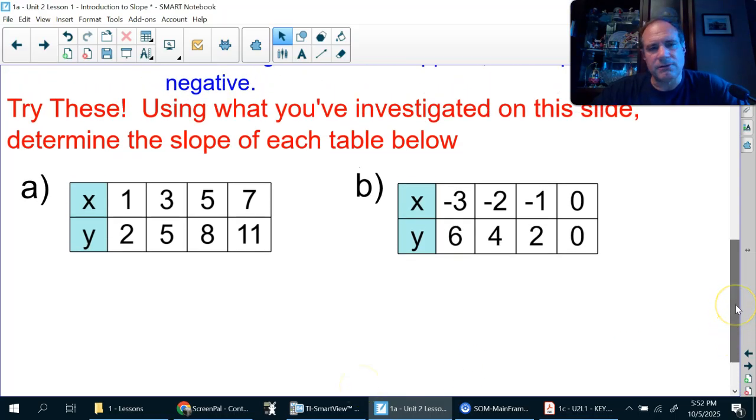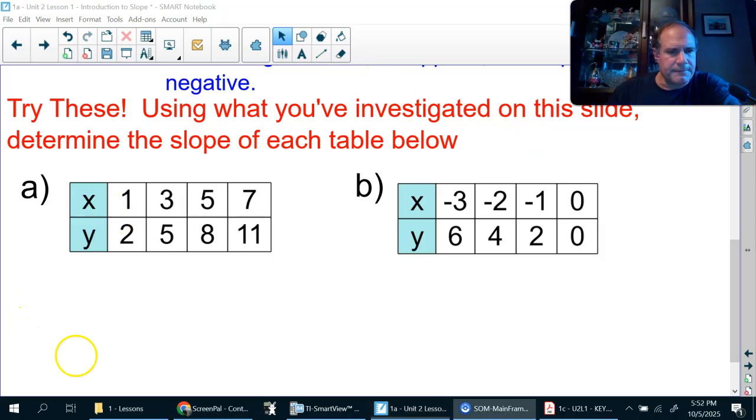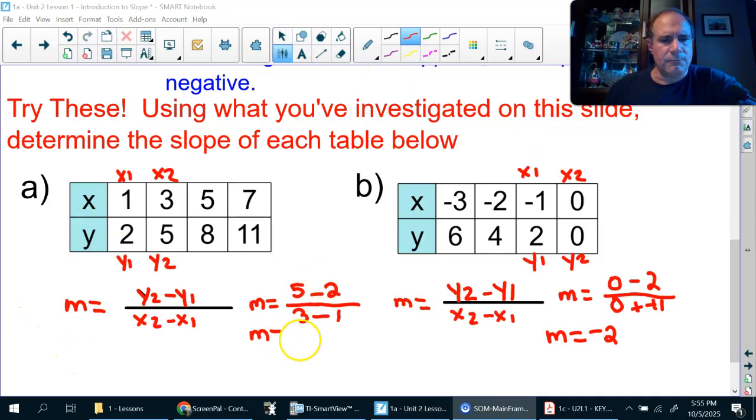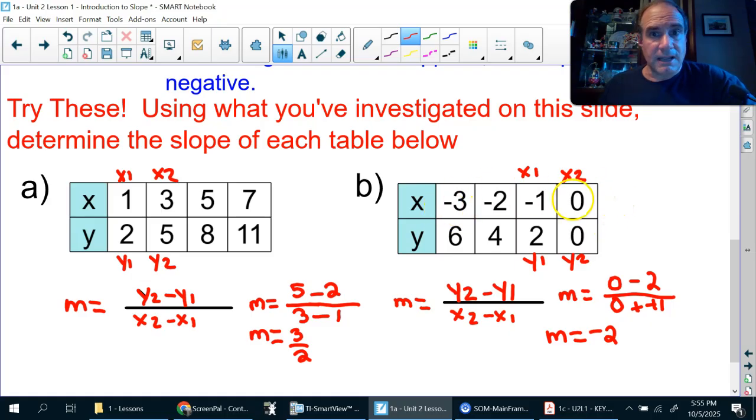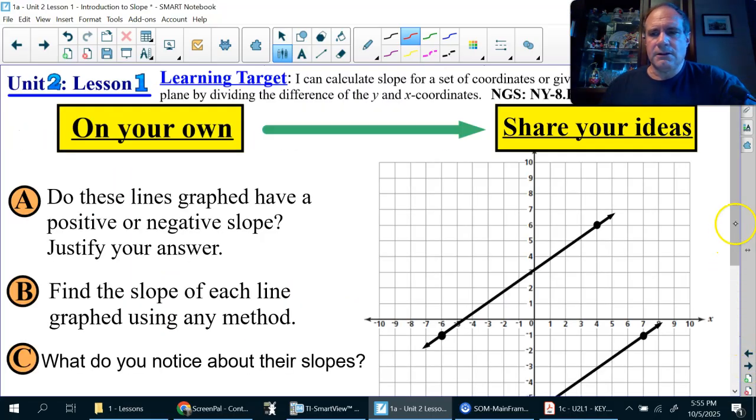So we're just going to try these, learning from what we've investigated above. We're just going to label and go ahead and figure out the slope of each. And we are going to put the equal sign here. This is 3/2, so this is the slope of that. And then that one is negative 2. So you can see that the x values are increasing and the y values are decreasing. Both of these are increasing, so that means it's a positive slope. And that is it.